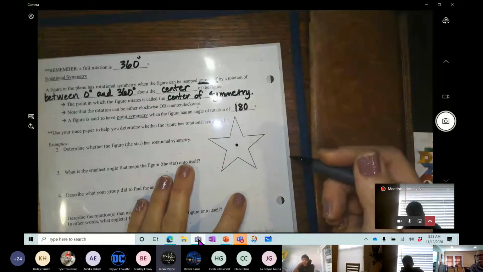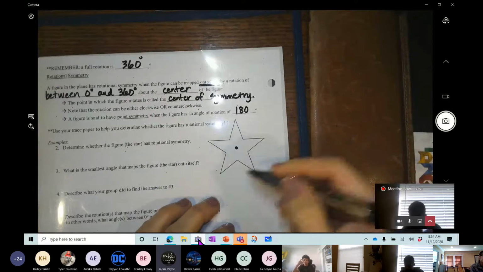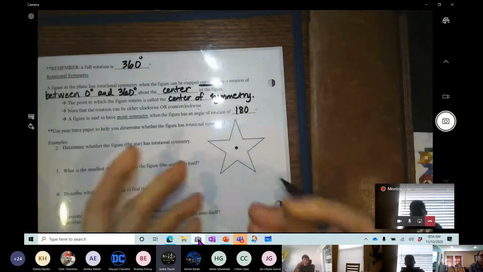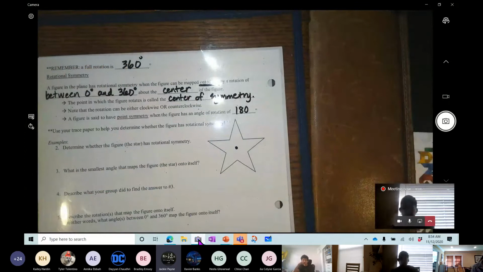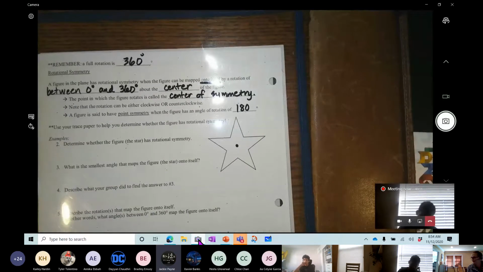Let's say you had a piece of construction paper and you cut out that star. Could you rotate that piece of construction paper to match the figure exactly? Yeah. Thank you. Somebody answered. Yes, thank you. And of course, you should all be nodding your heads. Yes, of course you can.